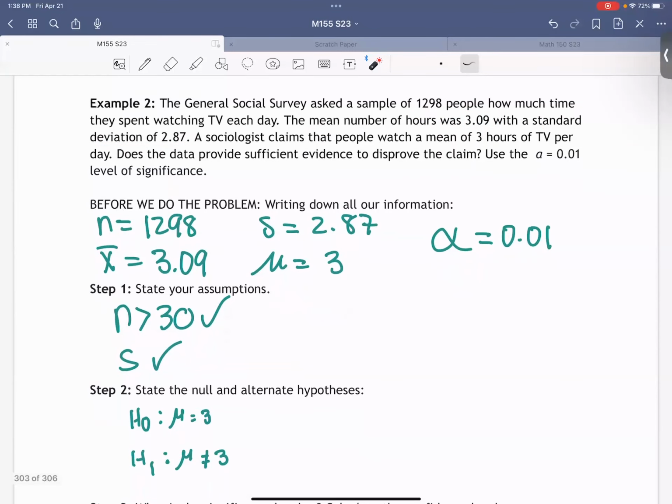Step 1 was stating our assumptions. I think I got, was it Hayden to write this one up? Yep, Hayden did a great job. Sample size bigger than 30, sample standard deviation is given. That's all you have to do on that one.